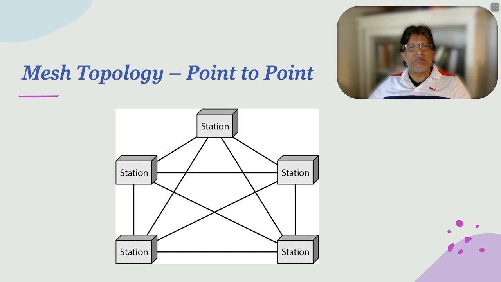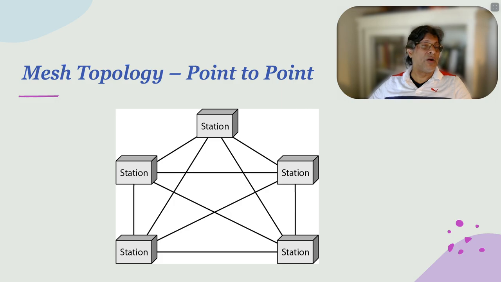If we look at the mesh topology, it's basically a point-to-point connection from each and every device involved. You can see each and every device has a connection to every other device available to it. So this is a pure mesh topology. In reality, this type of topology does not exist as much.